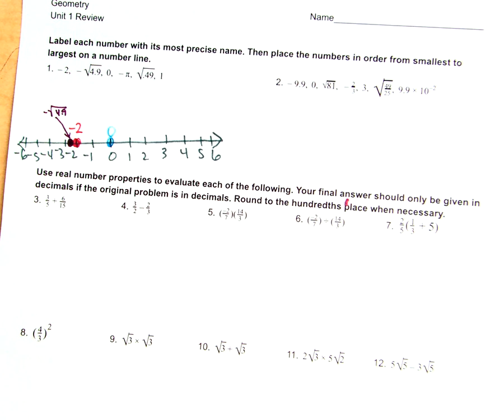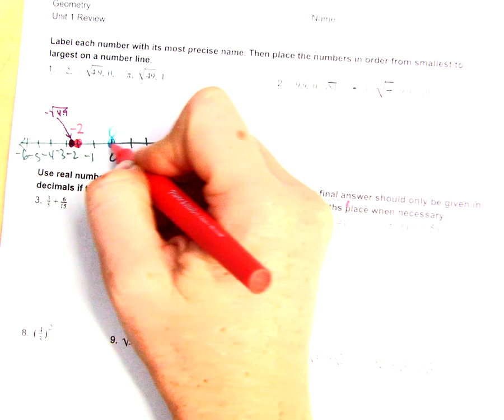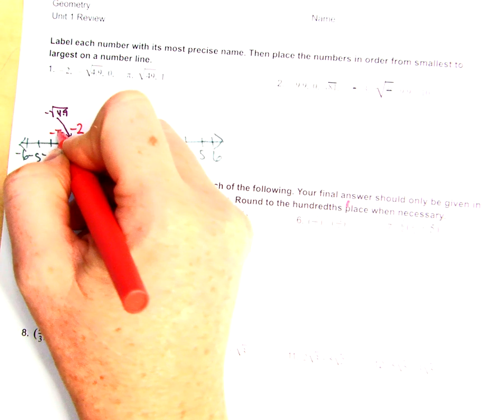And then negative pi. Remember, pi is 3.14. So if I want to place pi on the number line, I'm going to go back to red here, 3.14. Oh, but it's negative, so I need to go negative 3.14. So right here we're going to have negative pi.